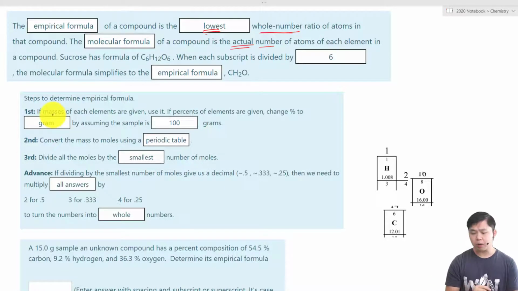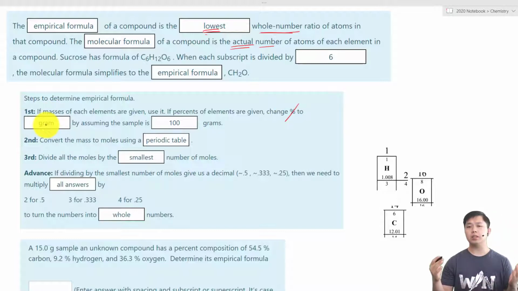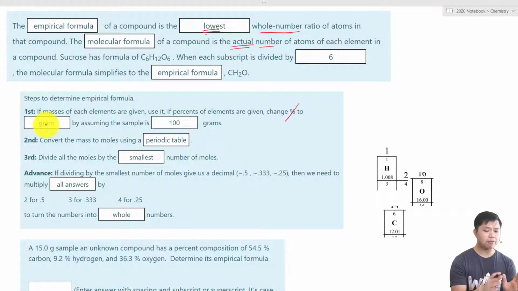But a lot of times they're trying to trick you. They give it to you in percent composition. So when that happens, all you need to do is change percent and replace it with gram, because we're assuming it is out of 100 grams. So it doesn't matter what sample they gave to you, as long as they give you percent composition, we have to assume it's out of 100 grams. That way we can convert percent to mass easily.